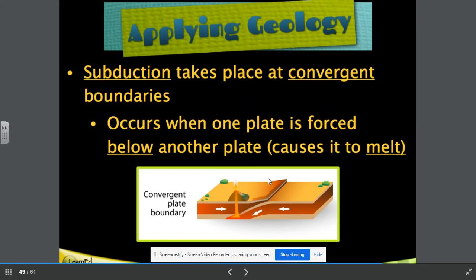Subduction takes place at convergent boundaries. This occurs when one plate is forced below another plate, causing it to melt. And again, we have this plate coming towards this plate. This plate is moving underneath the other plate, and we have melting occurring here.